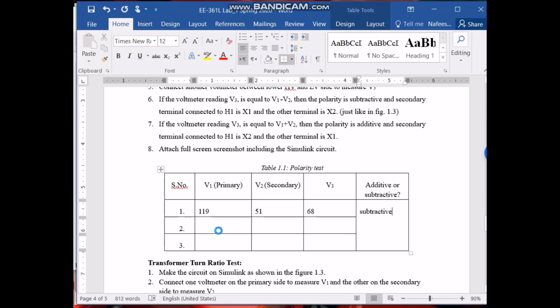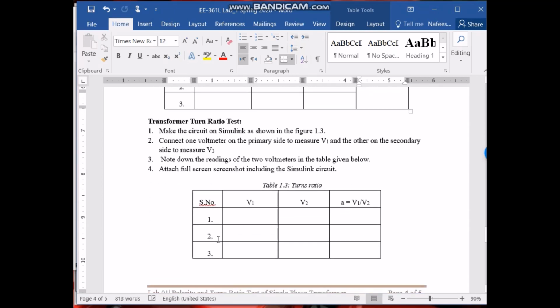So do this again for different voltages. Let's say 150 and then 200. Do this for different voltages. It would be the same. There won't be much difference. So V3 is basically the difference of V1 and V2. So this is subtractive polarity.